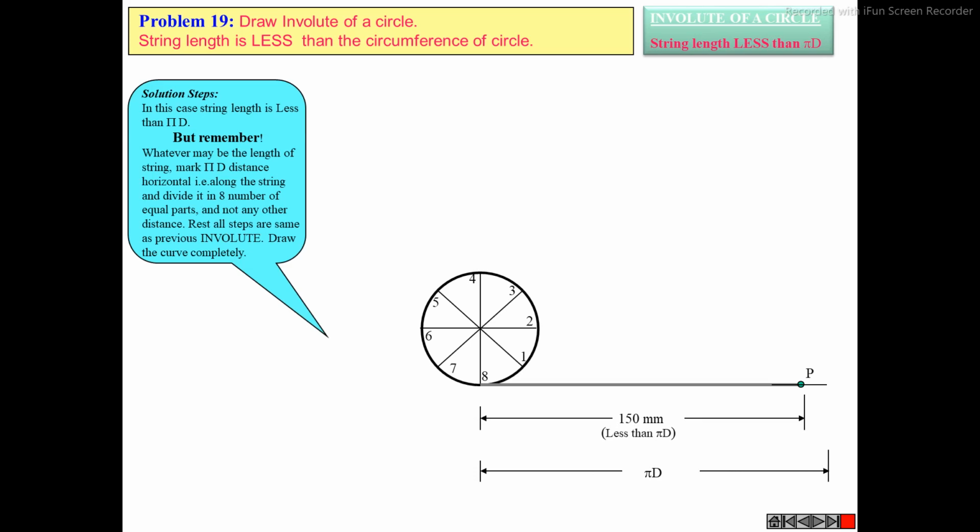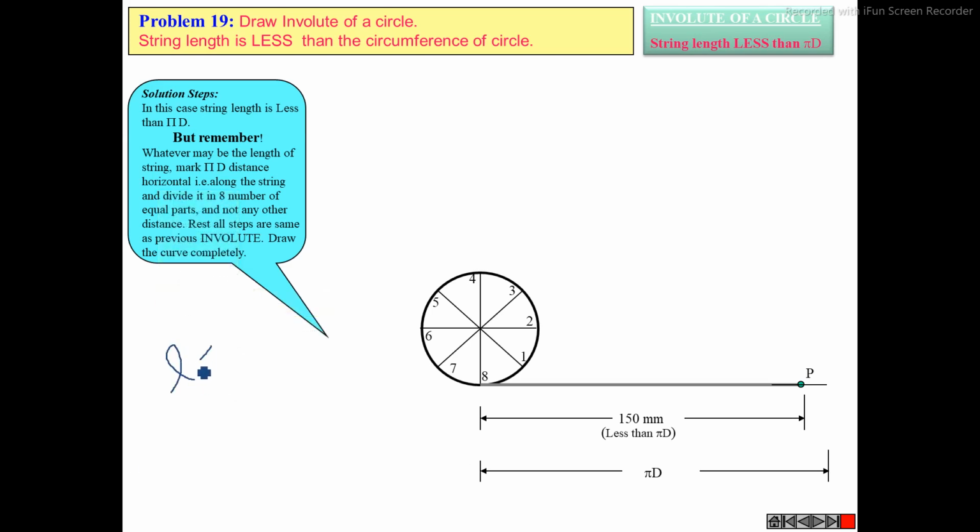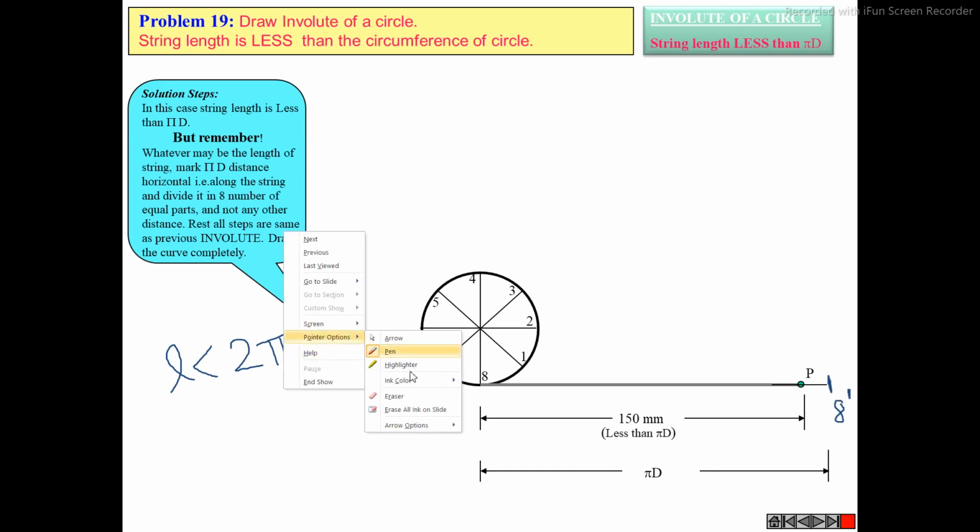Since we are solving for the case L is less than 2 pi r, the length of the thread will be less than the circumferential length. So from 8 to P is the length of the thread, and from 8 to this point is the circumferential length. Say this point is 8 dash. How much portion of the wire is left to unwrap? This 8 dash P portion is left to unwrap.